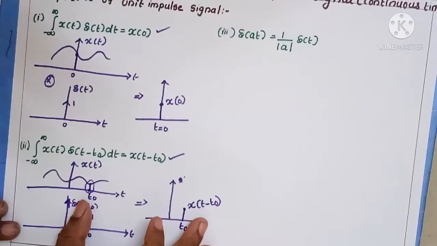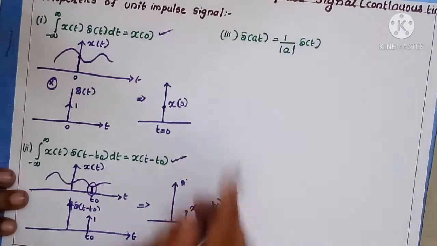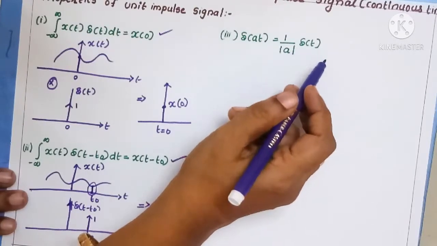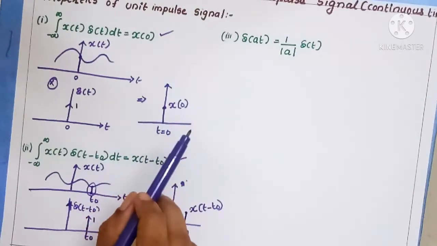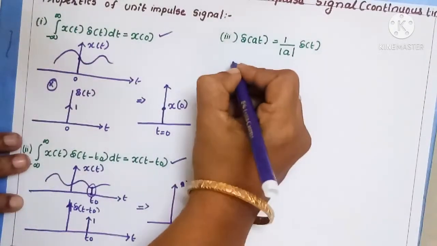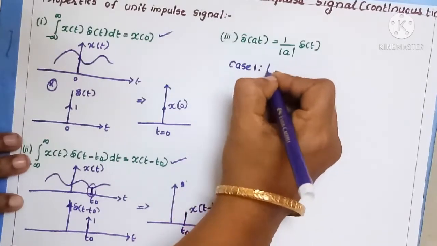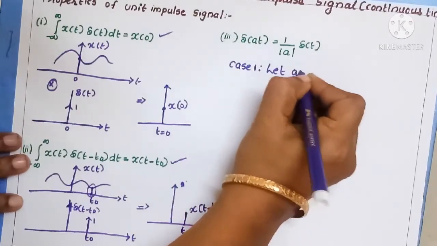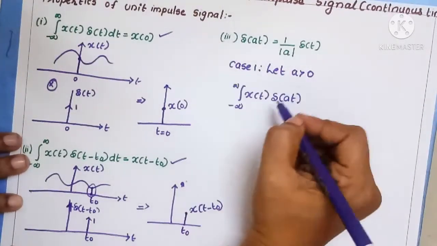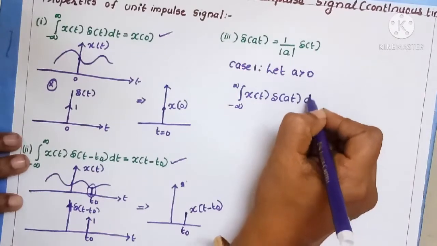Next we go for the third property. The third property is del of at should be equal to 1 by mod a del of t. To prove this property, here we need to take two conditions. First condition, case 1, let a be greater than 0. Then take the integral from minus infinity to infinity of x of t del of at dt.